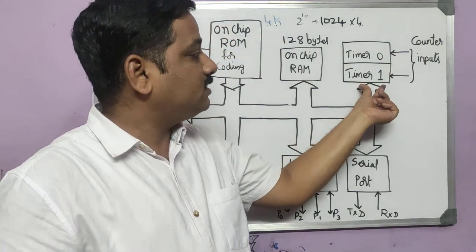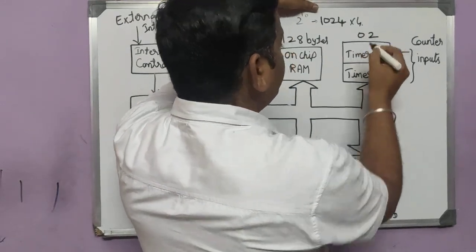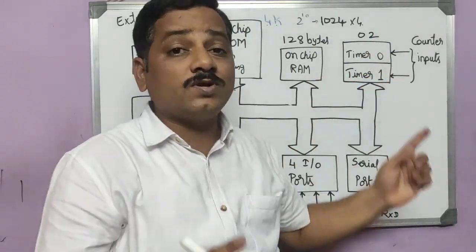Then we have the 2 timers. We have 2 timers in microcontroller 8051, and these timers will also be used for creating an interrupt.